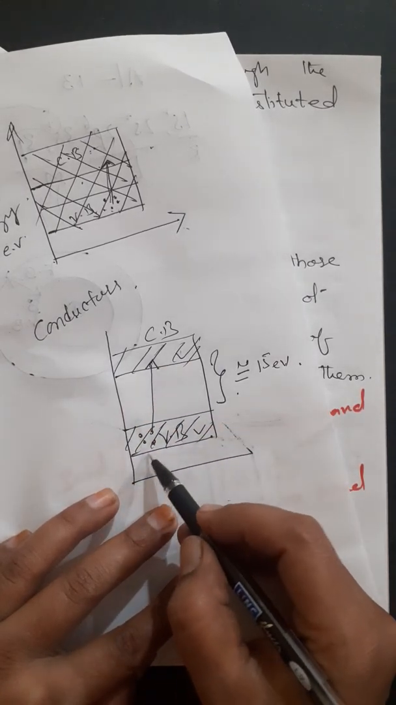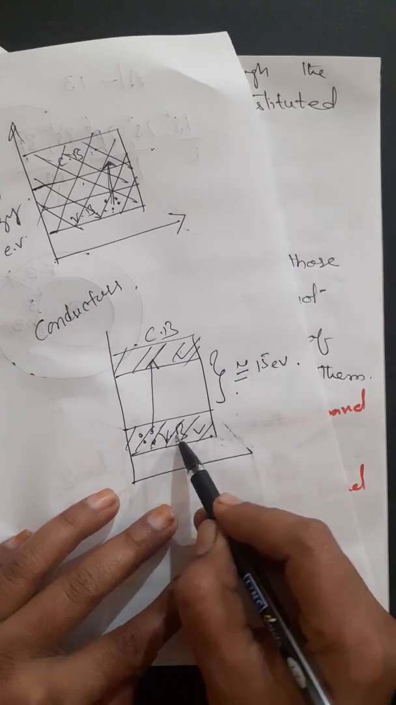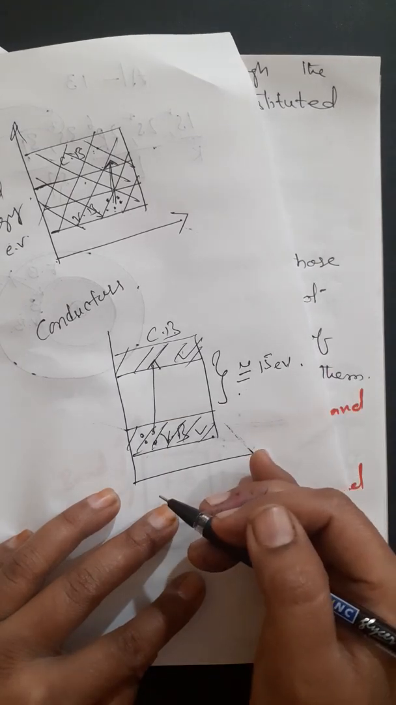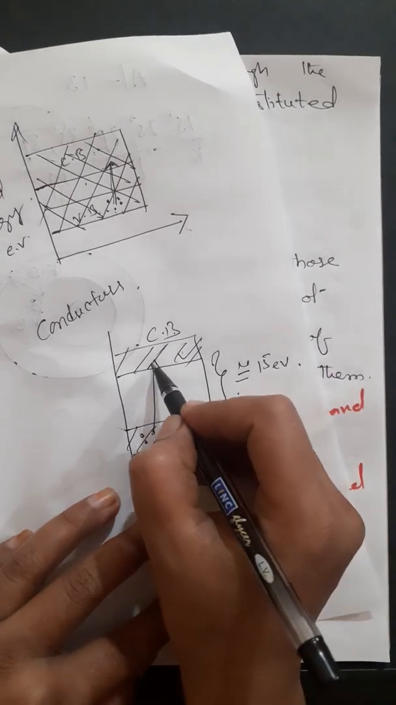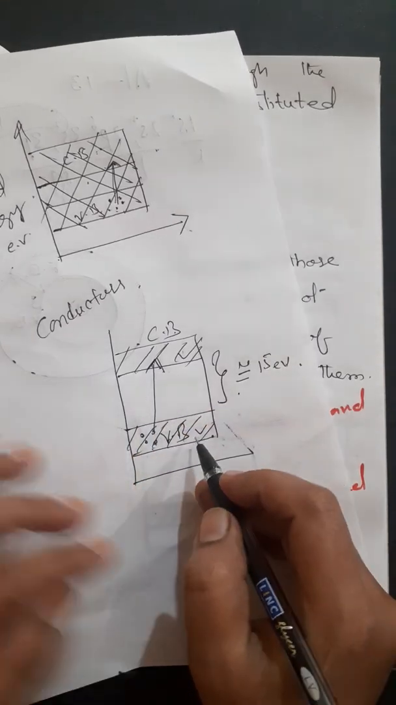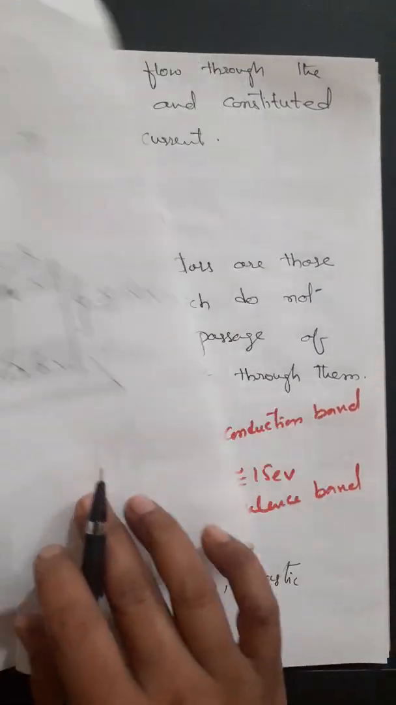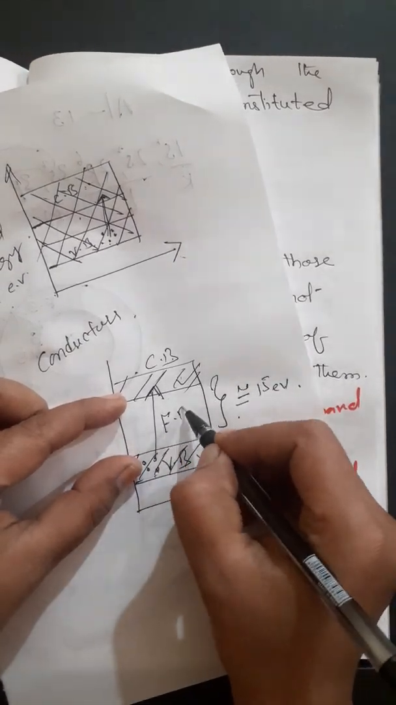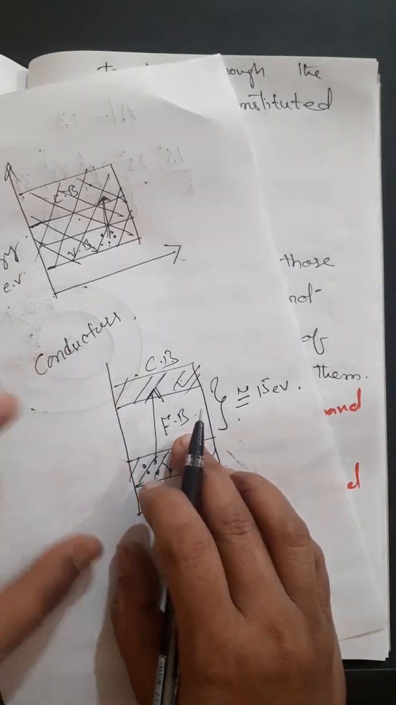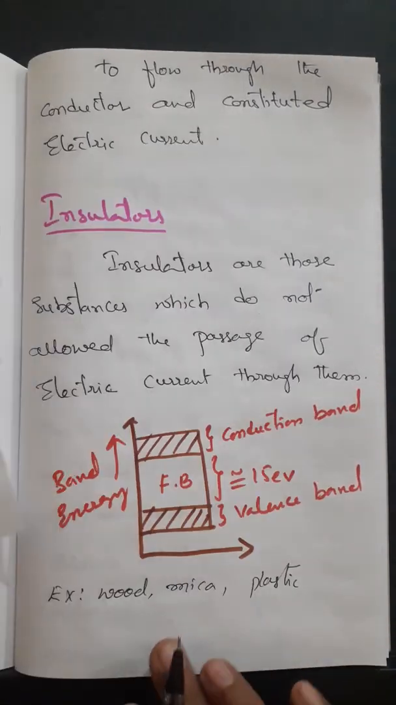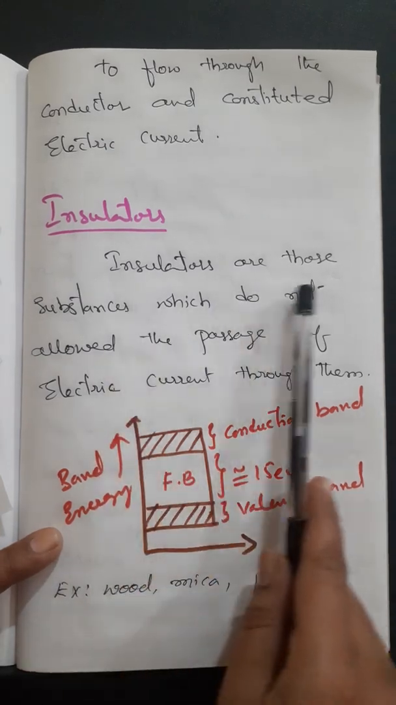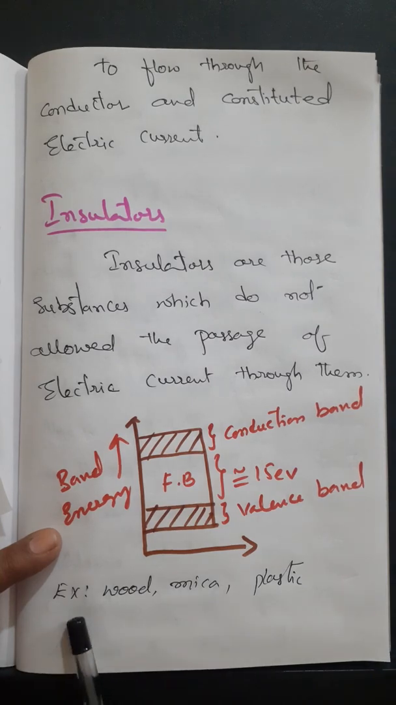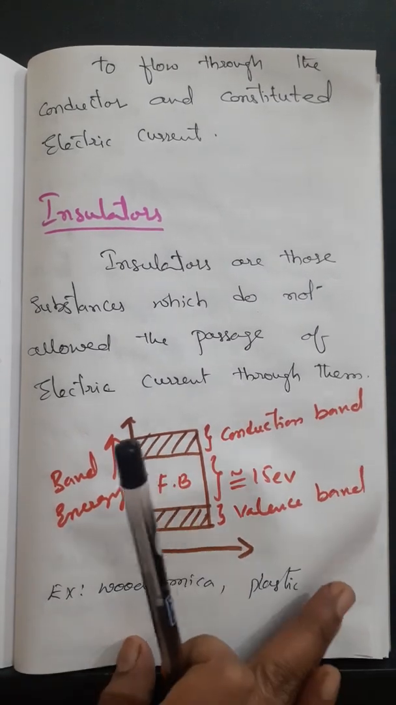If you give a very high electric field, then the valence electrons will enter into the conduction band and the electrical conductivity will increase. But for that situation we have to give a very high electric field. So why do these behave as insulators? Because the forbidden gap is very large. Insulators are those substances which do not allow the passage of electric current through them. Examples are wood, mica and plastic.